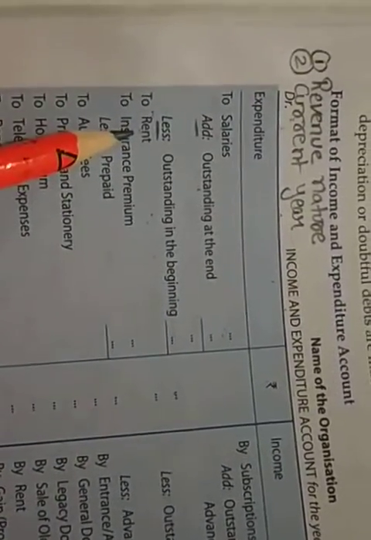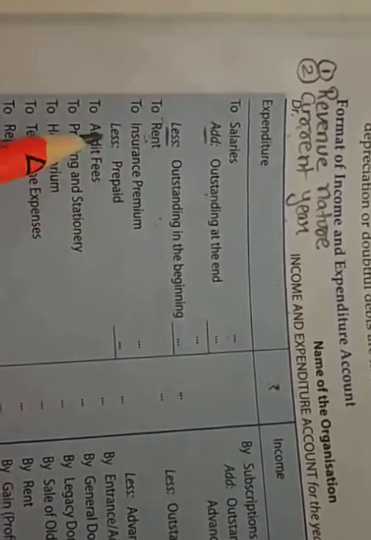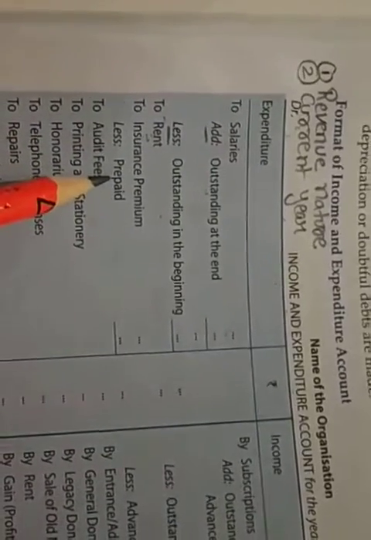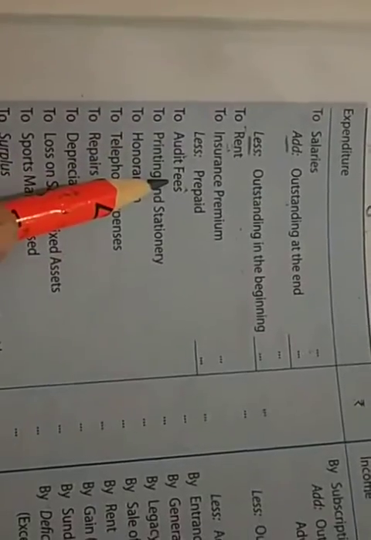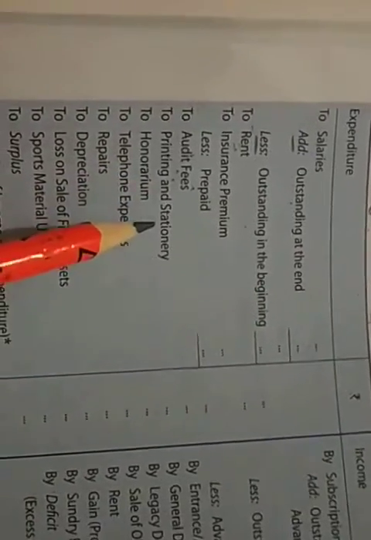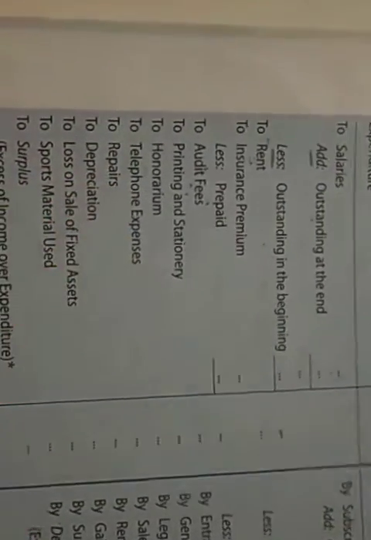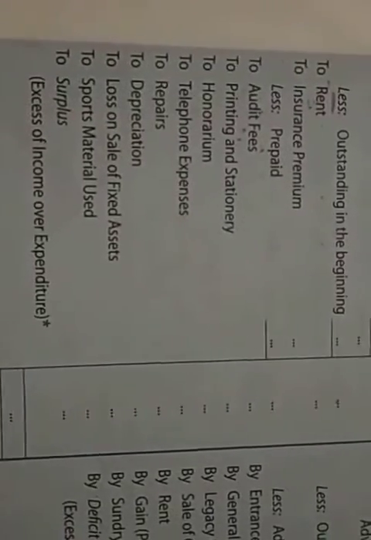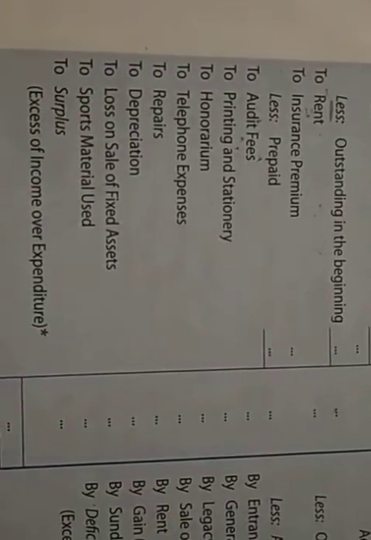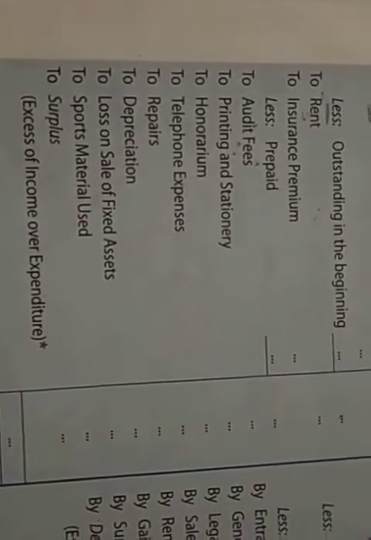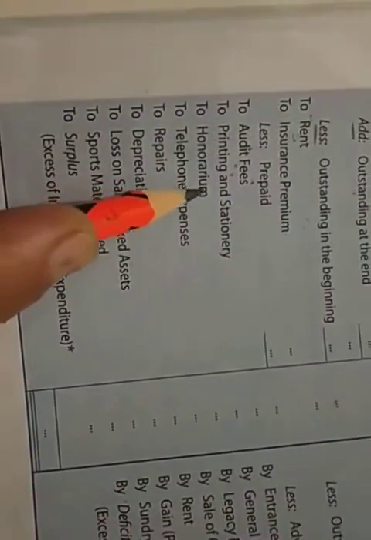The second expenditure you will write here is rent, insurance premium, less prepaid. Prepaid means related to next year, and next year has nothing to do with the income and expenditure account. So you will deduct prepaids. Then audit fee, which is related to the current year, because audit fee is revenue nature and current year. Printing and stationery is revenue nature. Honorarium, students, is when we invite any guest lecturer for delivering a lecture, out of respect, out of his honor, we pay something to him. That is honorarium, right? So that is also a revenue nature expenditure.